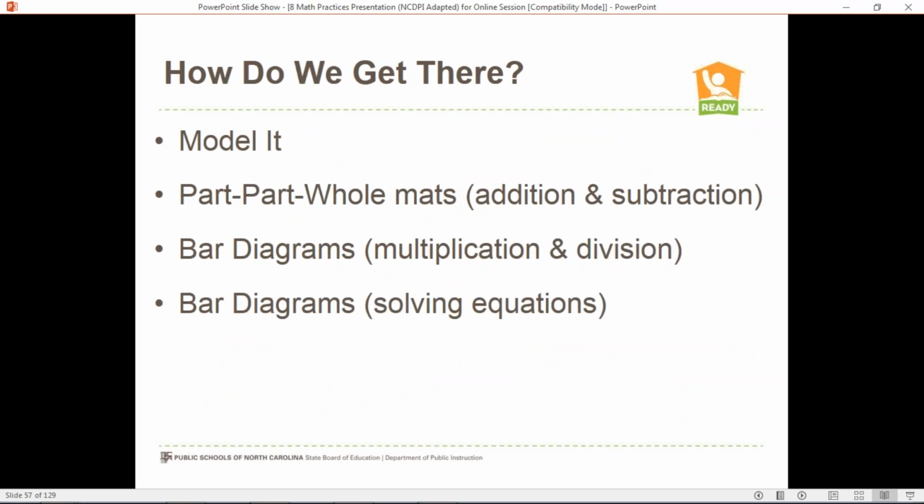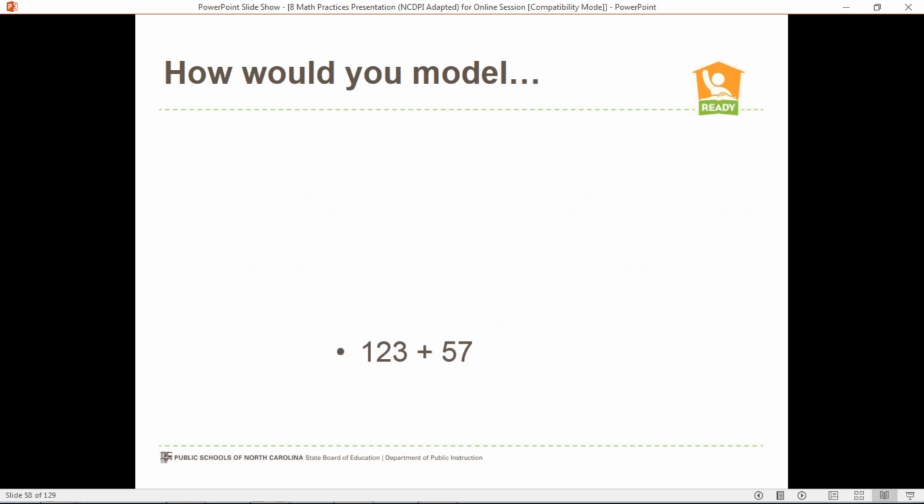So 4 strategies we might try: model it, part whole mats, bar diagrams, and then bar diagrams for solving equations. I'd like you to think about, right, how would you model 125 plus 57? What would you do to model that? How about this one? What about 1 minus 1/3? How would you model that out?